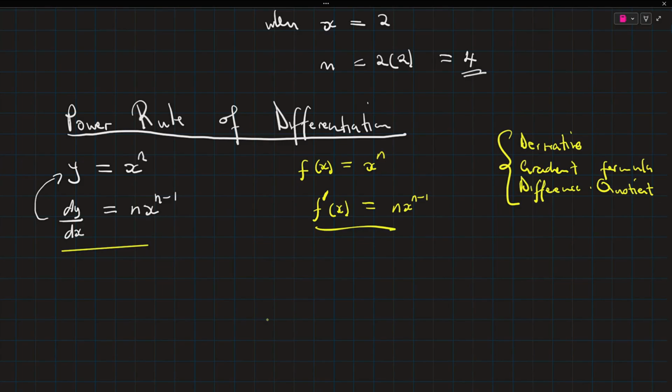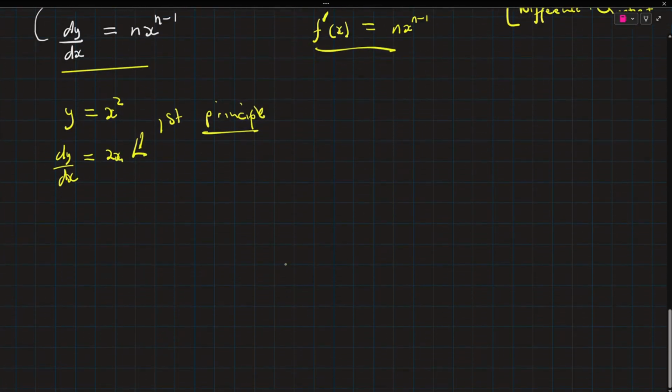Are we together? So do you realize that we were given y is equal to x squared, and dy on dx was equal to 2x? You see that? If you look carefully, we got this 2x by the first principle. So I'm going to use the first principle again on this. Let's use this: if f of x is equal to x cubed, what will be the f prime of x?